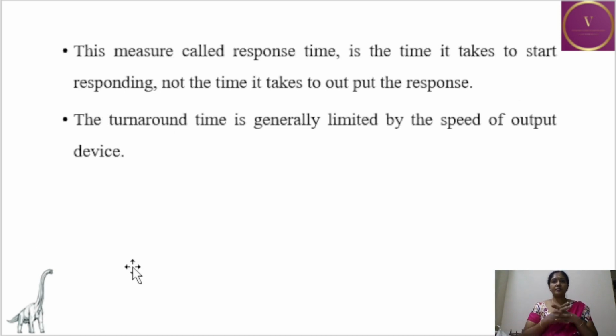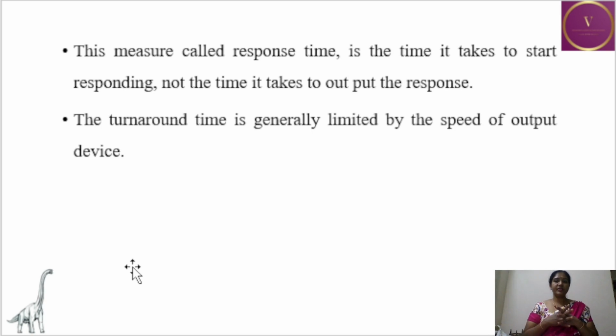This measure is called the response time. It is the time it takes to start responding, and not the time it takes to output the result. So here output of the result is not considered. It is the time it takes to respond to the first request. That is, once the request is placed, how long it takes to give the first response. That is what is called response time. The turnaround time is generally limited by the speed of the output device.